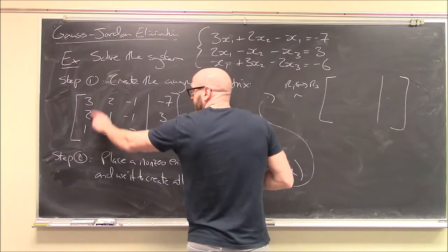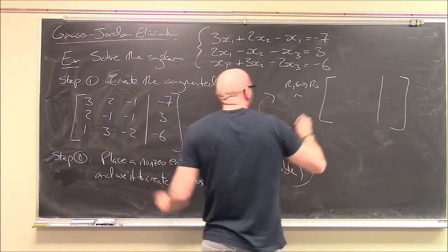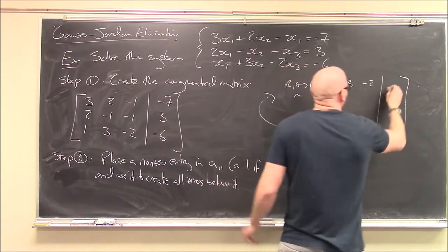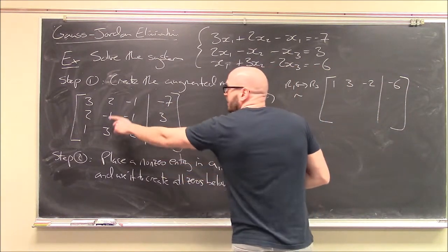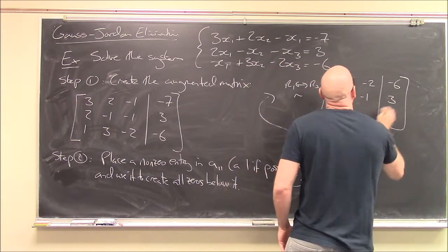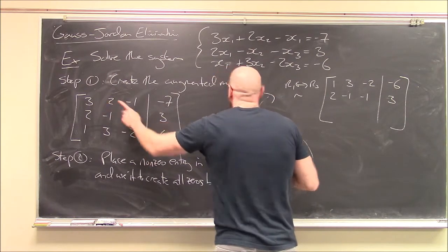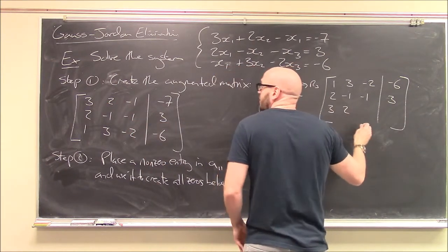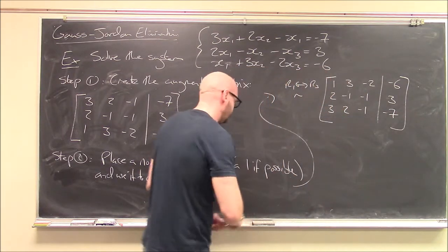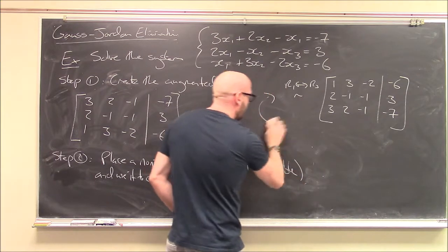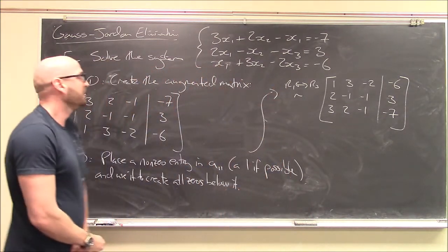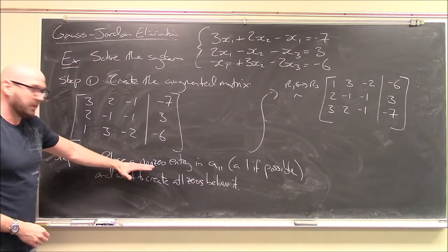So row 3 becomes row 1: 1, 3, minus 2, minus 6. Row 2 stays the same: 2, minus 1, and 3. And row 1 becomes row 3: 3, 2, minus 1, minus 7. Okay, so that's the first part of step 2.